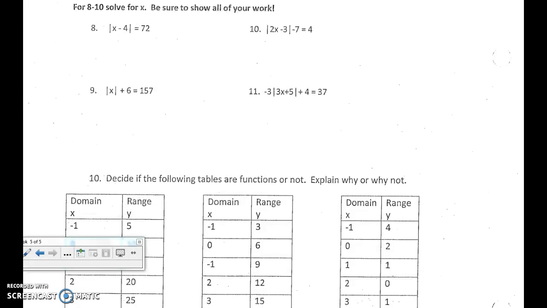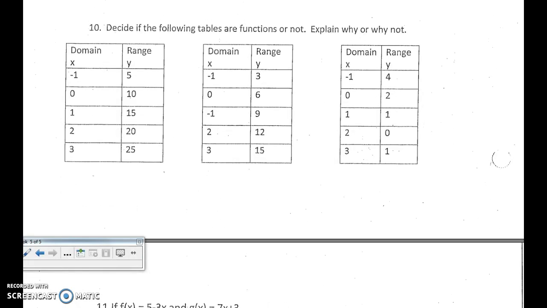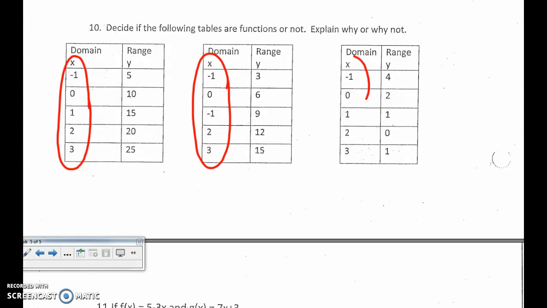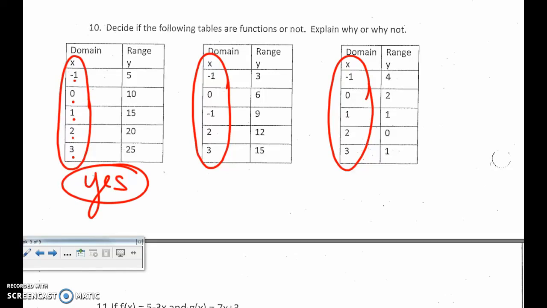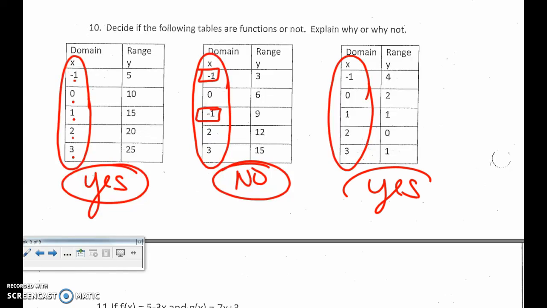And number 10, remember, if we're deciding on whether it is a function or not, we're just looking at the x values. If at any time these numbers repeat, it's not a function. So this first one is a function because none of those numbers repeat. But notice here, -1 and -1, they repeat. So this one would not be a function. And the third one would be a function.